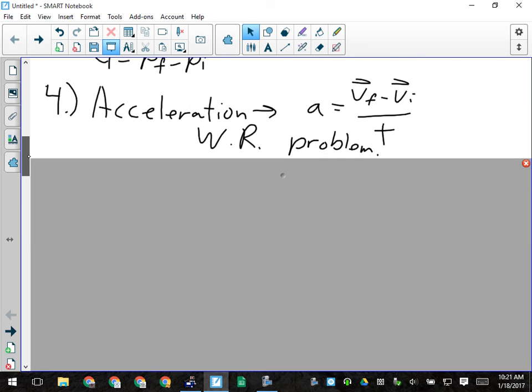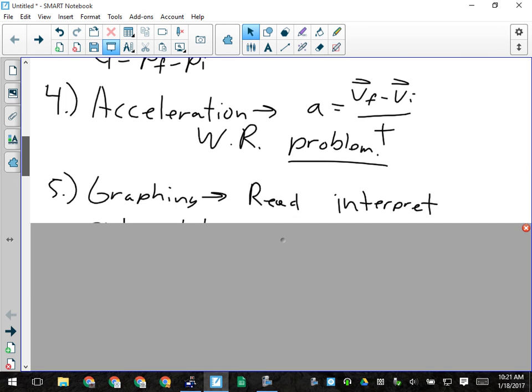Okay, then we spent a fair amount of time on the next topic, graphing. Okay, there are graphs in both sections of the final exam. Some of those graphs are simply read and interpret this graph. So what's going on in section A of this position versus time graph? Or tell me what the object is doing in section C of this velocity versus time graph. And so you'd have to be able to read and interpret, okay, what motions are going on.